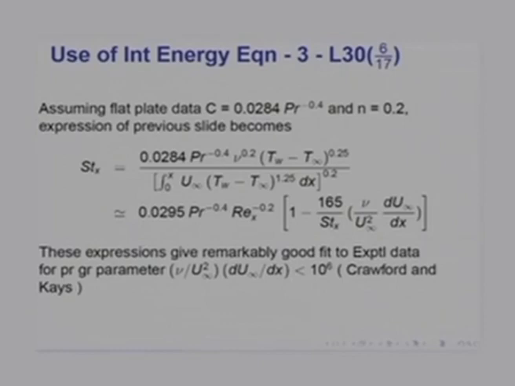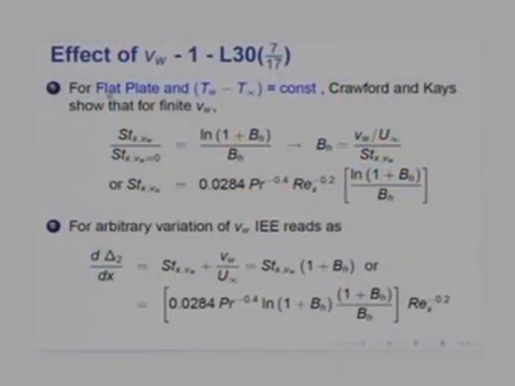So, with this experience, we now move forward and look at situations in which there is suction and blowing. So, now again, for a flat plate and Tw minus T infinity constant, Crawford and Kays show that for finite vw, Stanton x when vw is finite divided by Stanton x when vw equal to 0 can be written as ln(1 plus BH) by BH, and BH is nothing but our blowing parameter, but this time based on Stanton x. We shall derive this relationship later on when we consider the mass transfer problem, in which suction and blowing would be viewed as a problem of mass transfer, and BH then is defined in this fashion. And Stanton x vw then, substituting for Stanton at vw equal to 0, which is 0.0284 Prandtl to the minus 0.4 Reynolds x to the power minus 0.2, becomes multiplied by ln(1 plus BH) by BH.